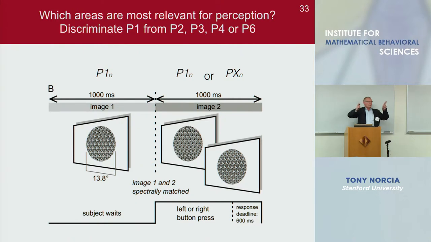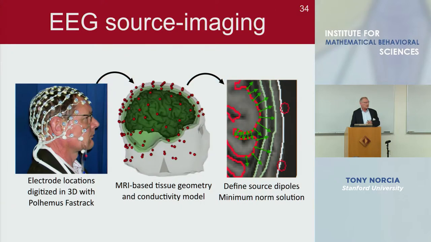A trial takes 2 seconds. For the first second, you're looking at a P1 pattern on every trial. At 1 second, new images come up. It could be another P1, or it could be a PX, meaning it could be P2, P3, P4, or P6. Your job is to push the left button if it's another P1, and the right button if it's a PX. Do that as quickly and as accurately as possible. And so then we can get percent correct, accuracy, reaction time, and brain responses.